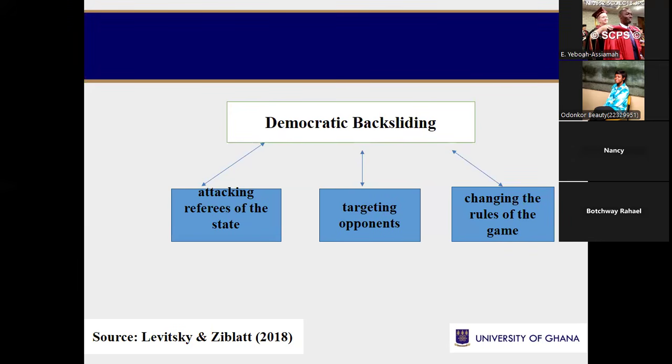So let's look at another more authoritative discourse on backsliding. This is by Levitsky and Ziblatt. This is a very popular framework. Most literature on democratic backsliding, you see Levitsky and Ziblatt. They wrote this work after observing how Donald Trump, in his first term, was going about things. Their book is titled How Democracies Die.